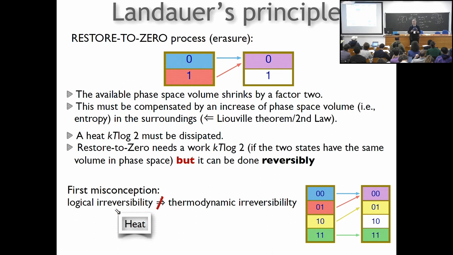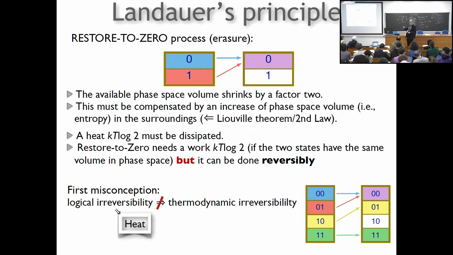Who knows the Liouville theorem? Nobody. Well, Liouville theorem tells you that if you have the phase space and you have a set and you have a Hamiltonian dynamic, the volume of that set is constant. So this means that you cannot have this. For instance, you cannot have this with just an external agent. You need something else. You need a thermal bath, because you have to compensate this shrinkage by an increase of phase space volume in the surroundings.